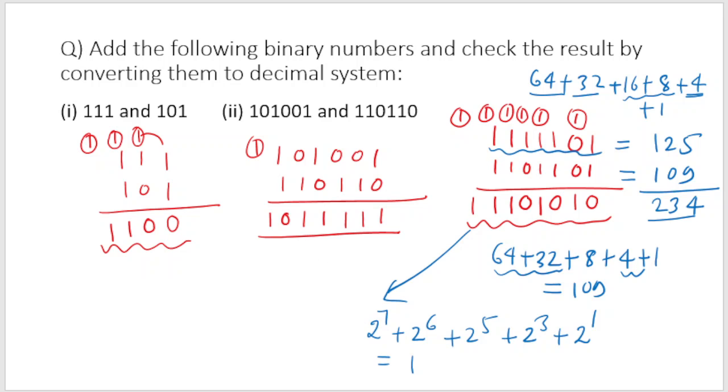So it was like 2 to the power 7. So that is 128, plus 64 plus 32 plus 8 and plus 2. So how much is that?